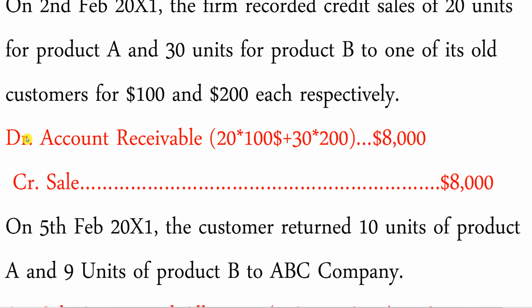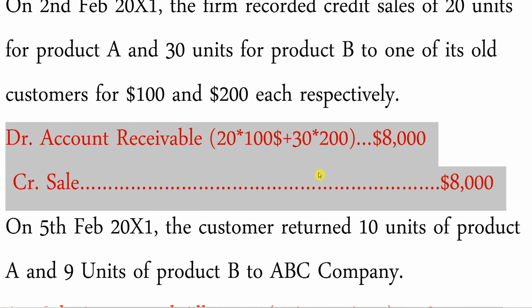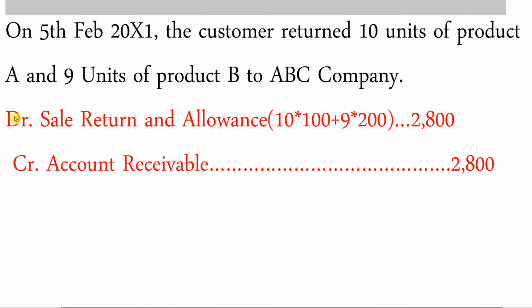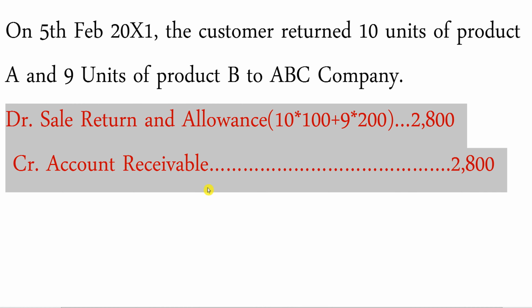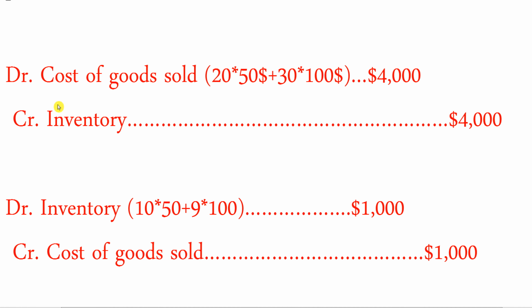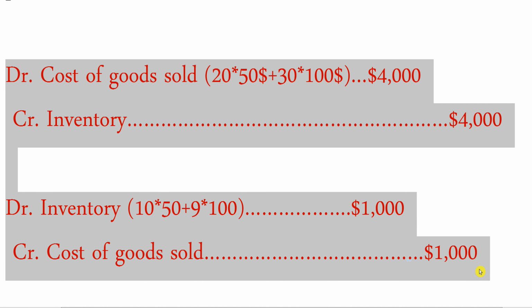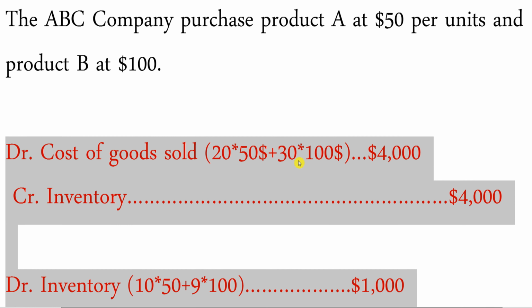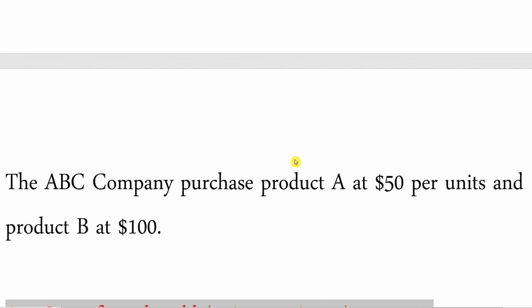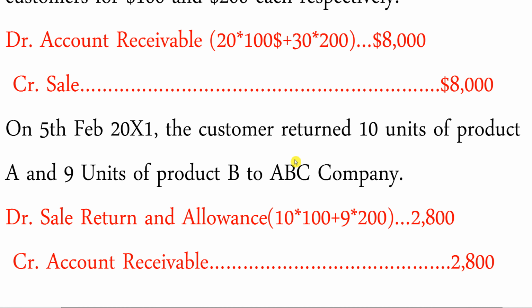So the first general entry will be recorded like this, and the second general entry, and the last one we record like this.